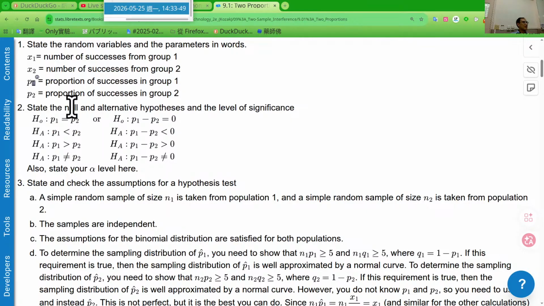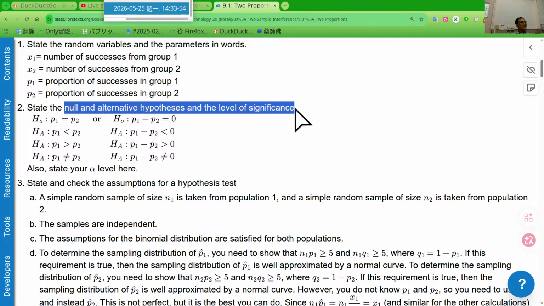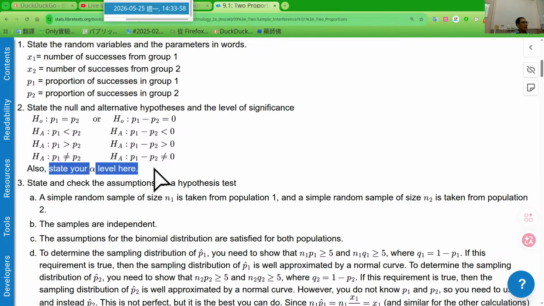Second, state the null hypothesis and alternative hypothesis, along with the level of significance. Generally speaking, alpha could be 0.05. We say that is 5%. Null hypothesis: proportion 1 is equal to proportion 2. Alternative hypothesis: they are not equal. Greater, smaller, or not equal.